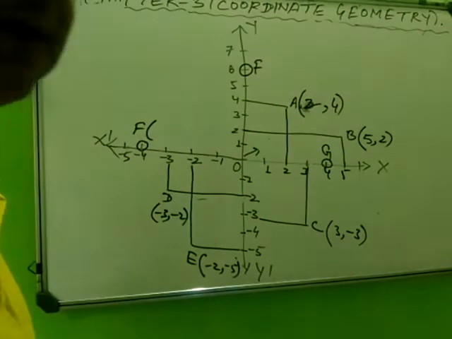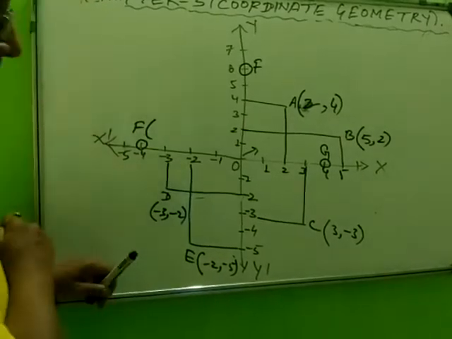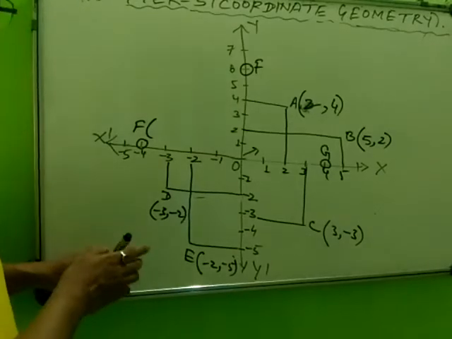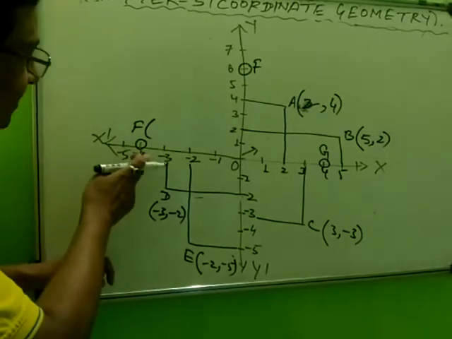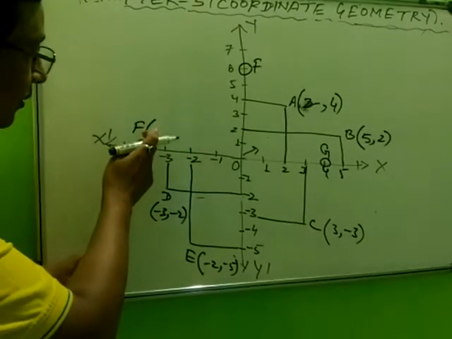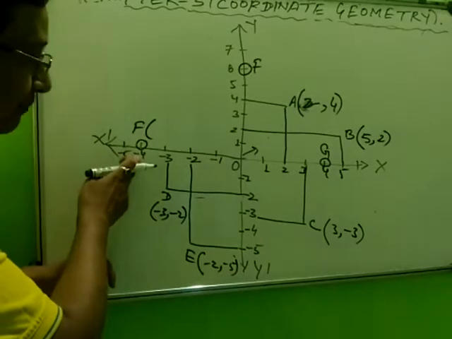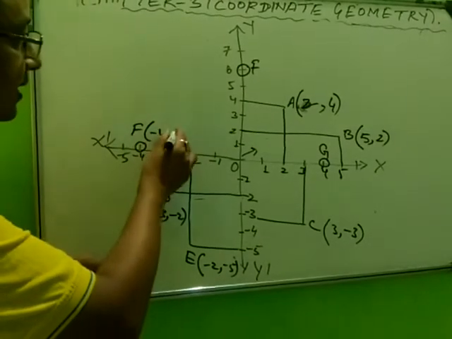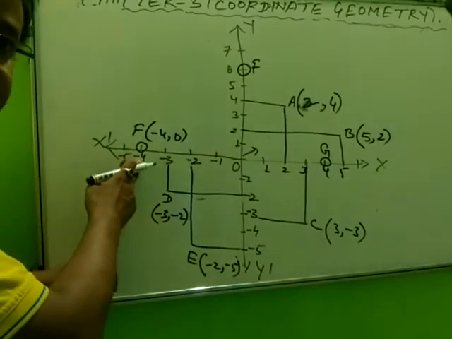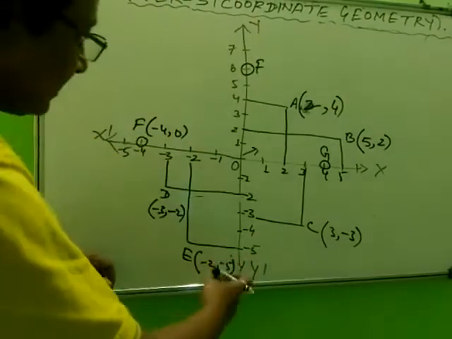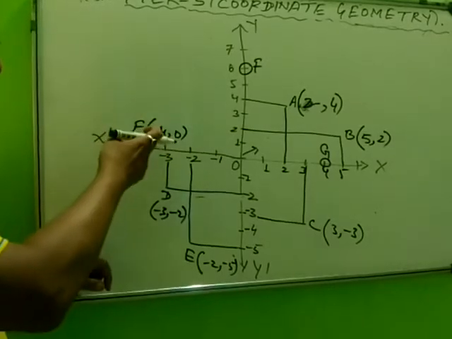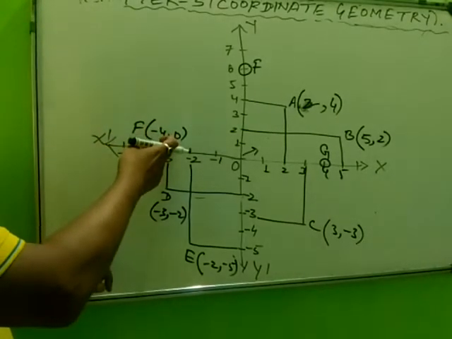But this point does not lie in a quadrant, it lies along the x-axis. So in that case, one of the coordinates will be 0, as we have seen in class 8 also. Since this point F lies along the x-axis, x is minus 4 and y is 0. If a point lies along the x-axis or the y-axis, one of the coordinates will be 0.